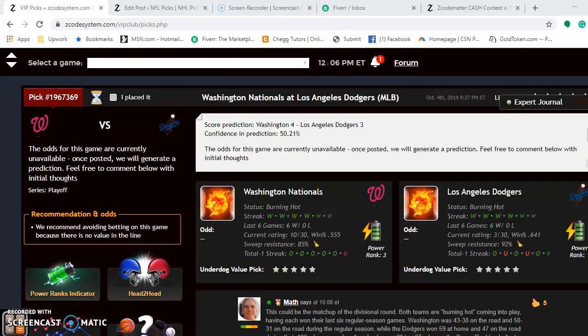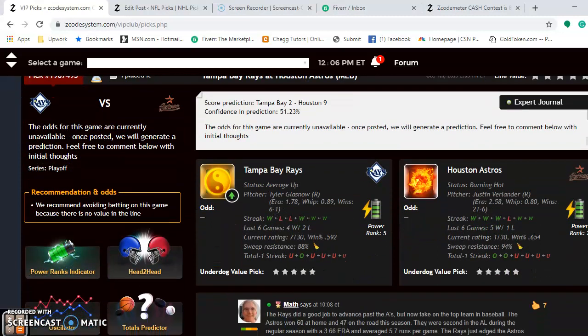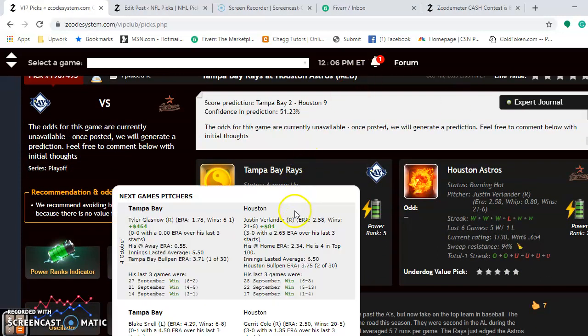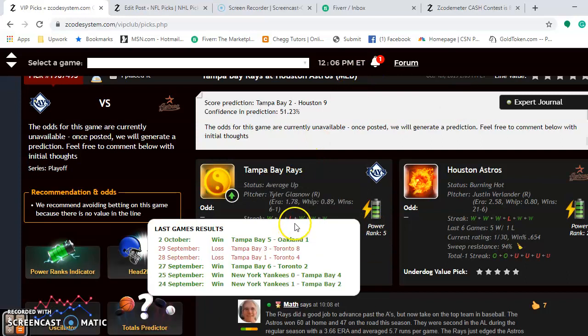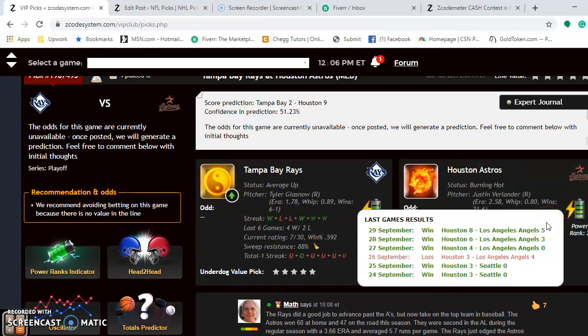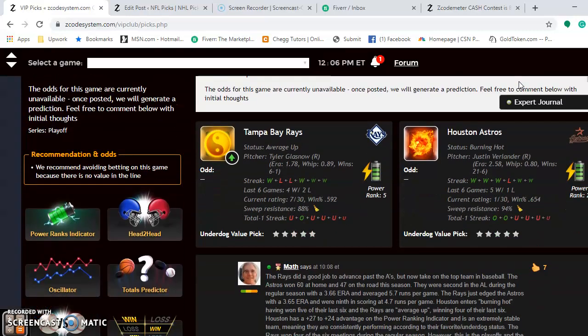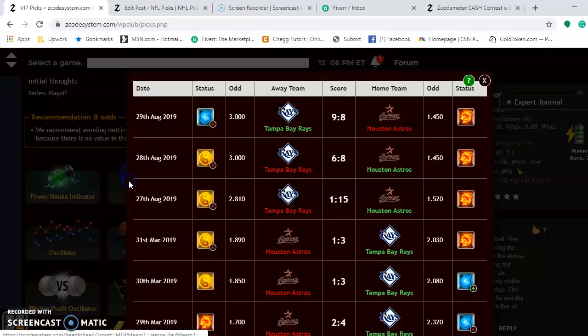Now let's take a look at the matchups for the divisional rounds. First of all, we will go up to the top here, and we will start with Tampa Bay and Houston. Tampa Bay, you see, average up at the moment, and they have won 4 out of their last 6. Houston is burning hot. They have won 4 out of their last 6 as well. If you look at the power rankings indicator, you will notice that Houston has a plus 27 to plus 24 edge there. If you take a look at the head-to-head matchups for the season, surprisingly, Tampa Bay won 4 out of the 6 meetings between the two teams.